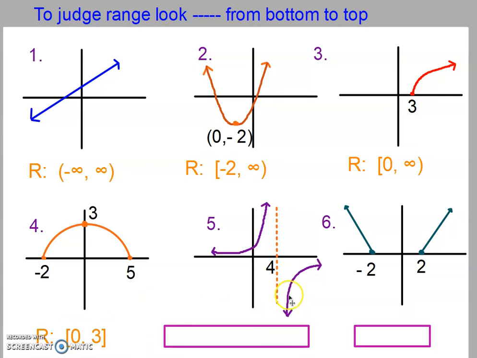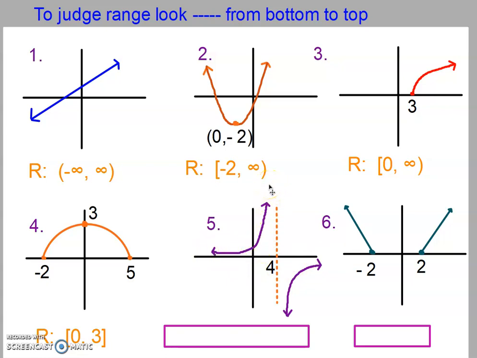Number 5, this graph is going down forever and ever, and then it comes up and it levels out underneath that x-axis but doesn't touch it, which means it doesn't include a y value of 0. It's everything below, but it doesn't include 0. Then it jumps over, and this gets closer and closer on this side, and then it goes up forever.